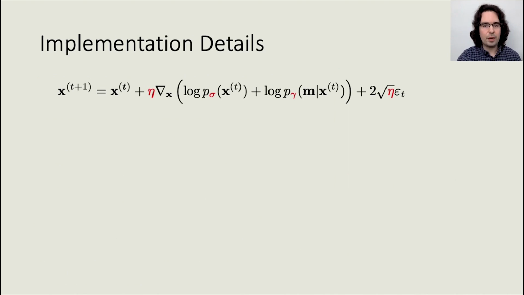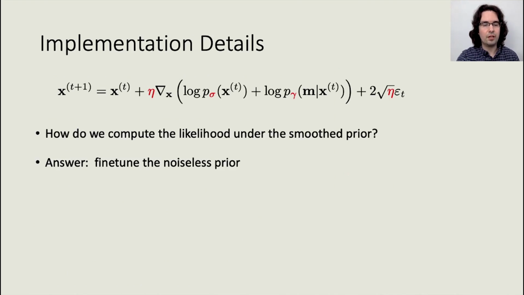There are a few details when it comes to actually implementing this noise annealed Langevin dynamics. First, how do we compute the likelihood under the smooth prior? We do this by fine-tuning several versions of a pre-trained model using data corrupted with different levels of additive Gaussian noise. We find that this training process converges quite quickly in just a few epochs.